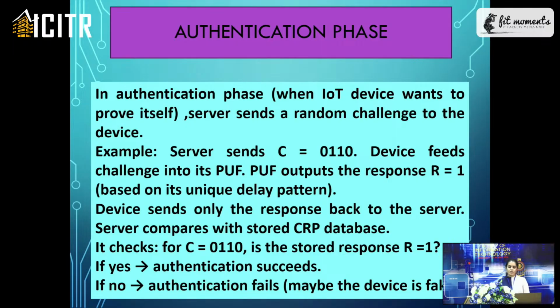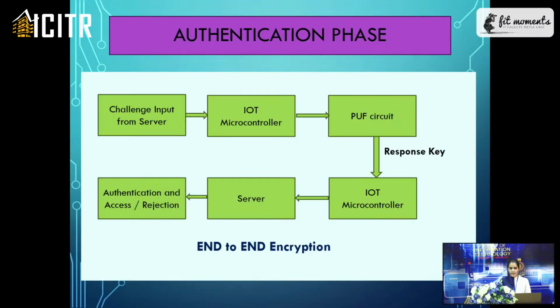When we consider the authentication phase, if an IoT device tries to connect to the server, first it has to authenticate. When it tries to connect, the server sends a random challenge to the device. For example, if it sends 0110, as ours is a 4-bit challenge, the device feeds that challenge into the PUF, and due to the silicon variations, the response will be 1. If the response is 1, the authentication succeeds. Otherwise, the authentication fails because the device is fake. Here you can see the block diagram of the authentication phase as well.